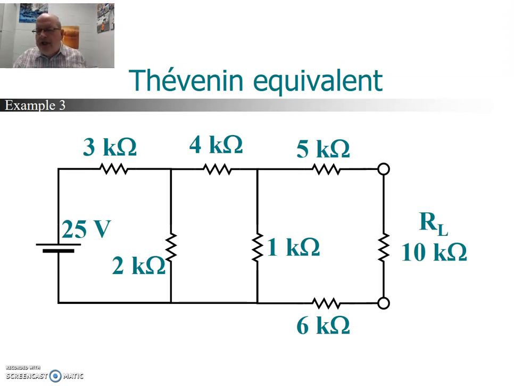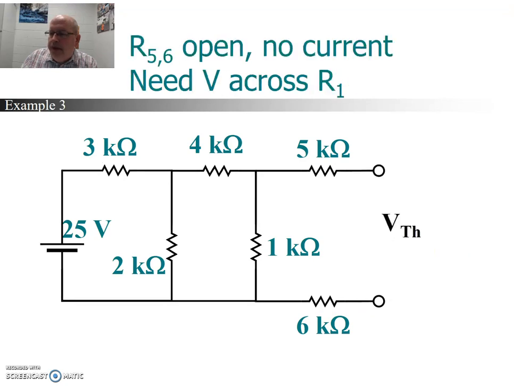Let's look at this circuit. This circuit is a little bit more interesting. Here we're going to follow the same procedure in order to find the Thevenin equivalent. We first of all remove the load, and then we need to determine what is the voltage across that load terminal. Just like before, the 5K and the 6K don't play a role for the voltage. We need to find the voltage across the 1K.